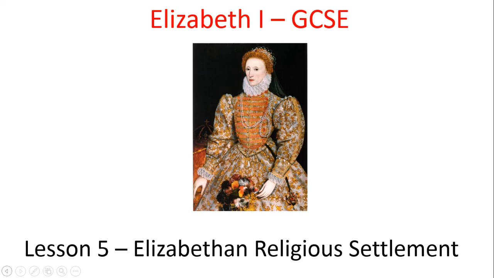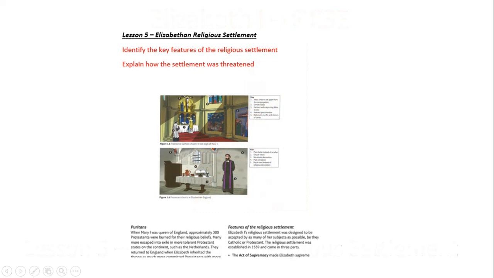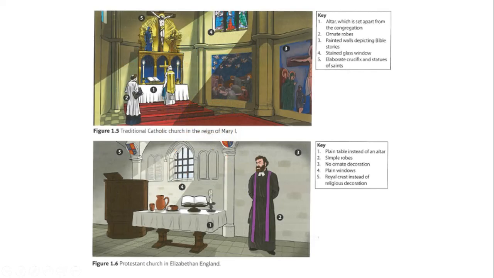Welcome to Lesson 5 of GCSE Elizabeth I lessons. Today you are going to need to be on page 18 of your lesson notes booklet for Lesson 5, which focuses on the Elizabethan religious settlement.